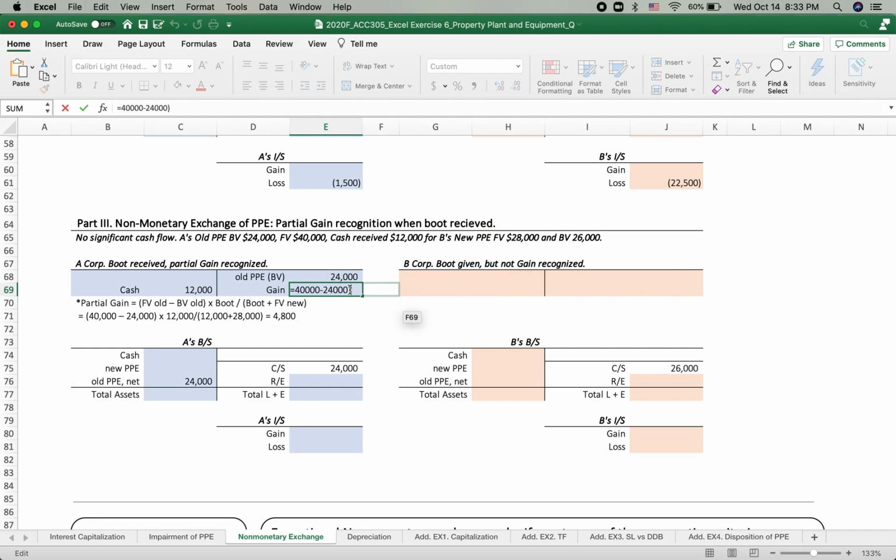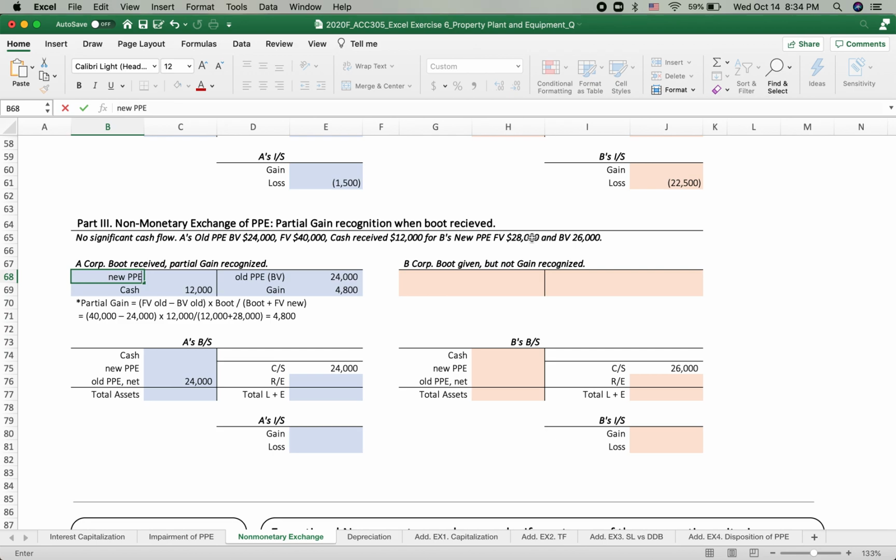So this gain should be proportionally calculated by only the cash amount portion. How do you get it? $12,000 divided by, then what is the exchanged good? This fair value $28,000, right? $12,000 over $28,000. So that we can measure the gain as 4,800. And then finally we just plug in the new PP&E value.